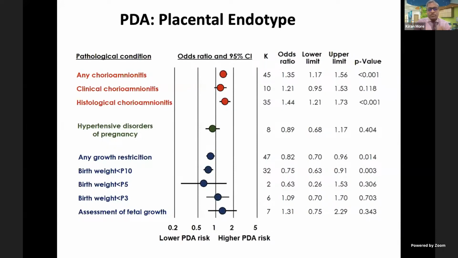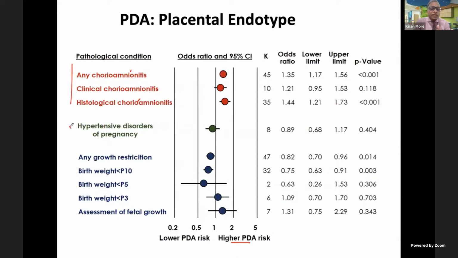So we know that prematurity is the biggest culprit. We spoke about that, and the more premature the baby, the more problems it will cause. The sex makes no difference. Then what are the placental pathological conditions? As you can see, if you have chorioamnionitis, both clinical or histopathological, then you have an increased risk of PDA. So with that background, we should probably be more aggressive in addressing this PDA, because they tend to remain open and cause more complications.